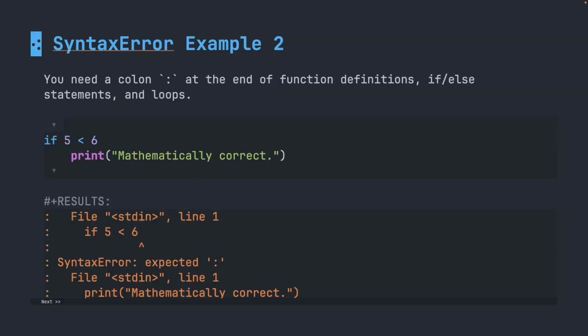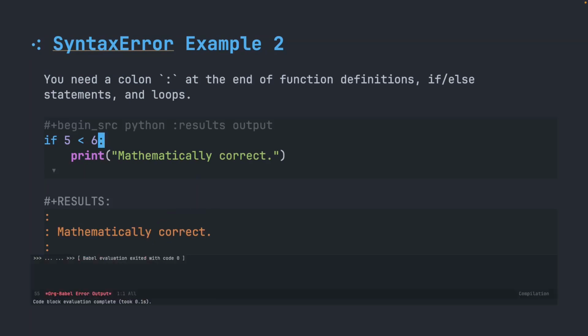Here's a second example of a syntax error. This one says syntax error: expected colon. And that's because at the end of certain statements, such as function definitions, if-else statements, and loops, in Python, you have to put a colon. When we come down here, we have this if statement, and it says if 5 is less than 6, print mathematically correct. Right now, we get an error. In order to fix that error, we have to add the colon at the end. And now when I rerun the code, it prints out mathematically correct.